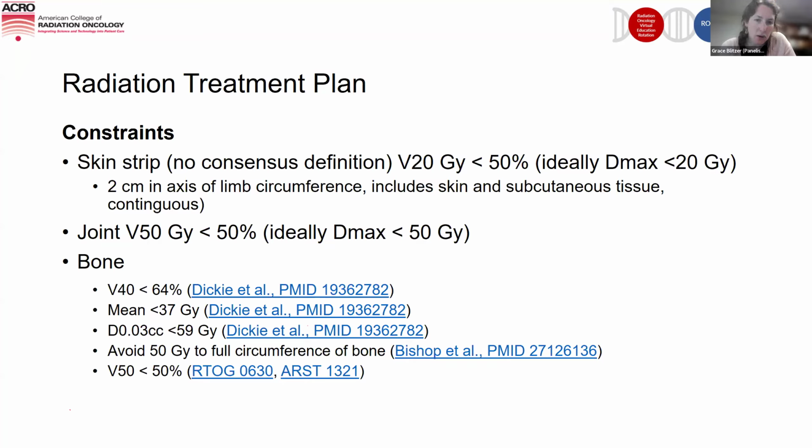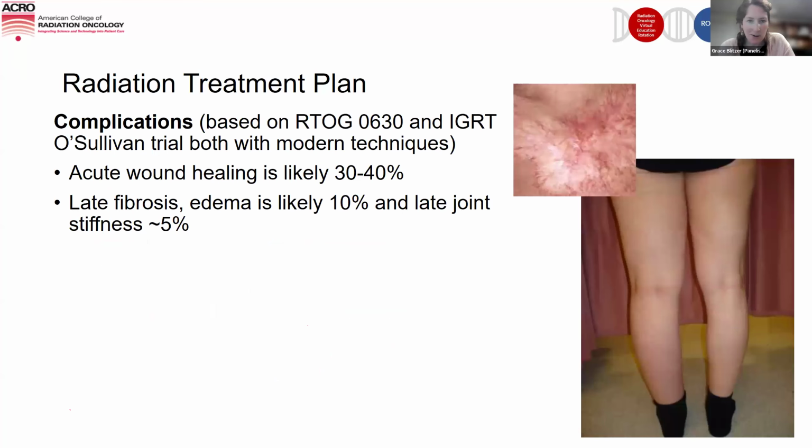Then, of course, we have our joints and our bone, and there are all these different constraints to think about. The goal with the bone would be to prevent, longer term, a fracture from your radiation. And the other thing to think about is if there has to be periosteal stripping or other surgical manipulation, that bone is going to be more prone to fracture anyways. Next slide. I think I'm already a little bit over time, so I'll go quickly.